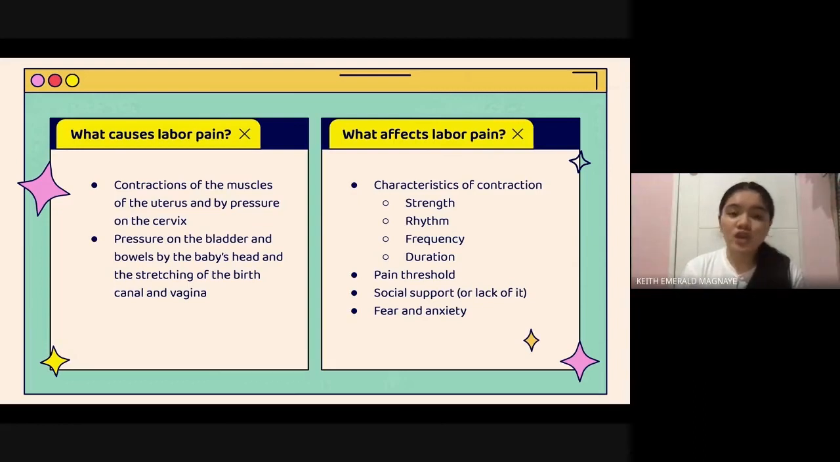But if you can tolerate great pain, labor and delivery could be less challenging for you. Another thing that may affect labor pain is having social support or the lack of it.